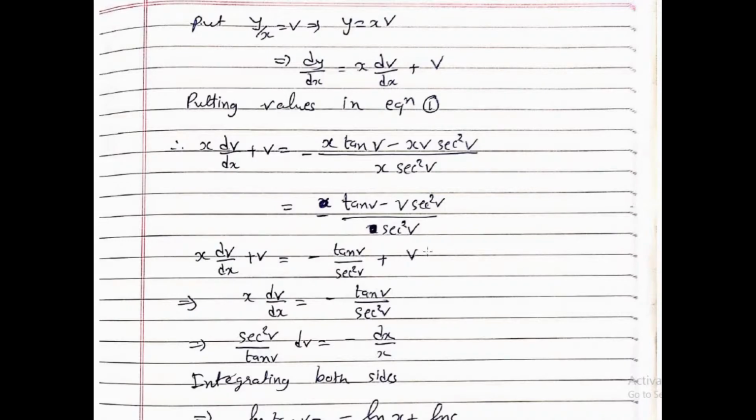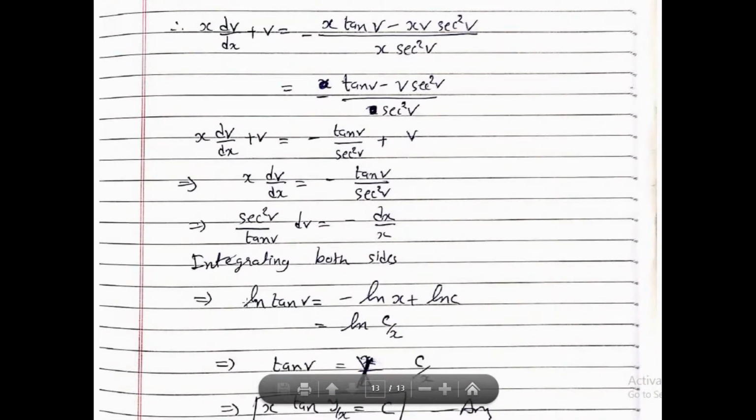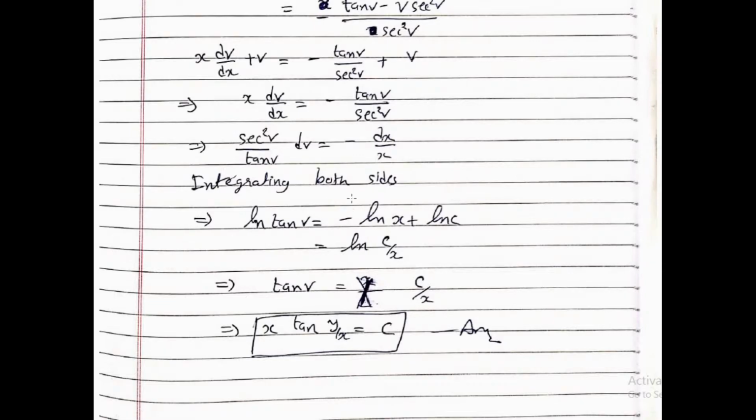So v cancels out, and that will give you x dv by dx is equal to minus 10 upon x square. So taking terms of v with v, terms of x with x, that will give you sec square v upon 10 v dv is equal to minus dx upon x. Now here I have not simplified this because directly it is of the form f dash upon f. So directly integrating both sides.